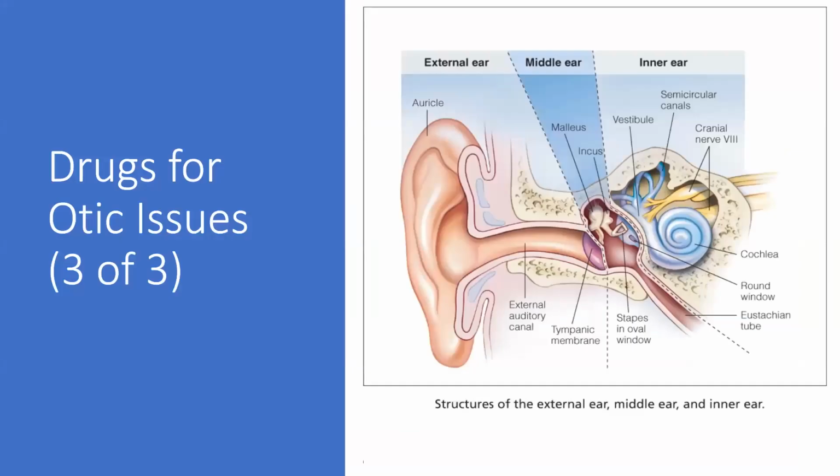Then this is the structure of the external ear, which has the auricle, external auditory canal, and tympanic membrane. Then we have the middle ear, which has three bones: malleus, incus, and stapes. These are the smallest bones in the body. Then we have the inner ear, which includes the vestibule, semicircular canals, cranial nerves, cochlea, round window, and eustachian tube. So they are all parts of the structure of the ear.